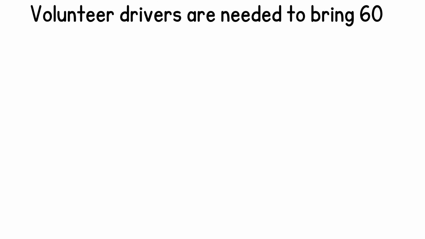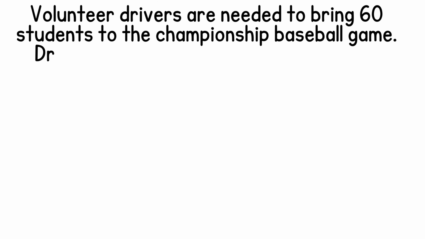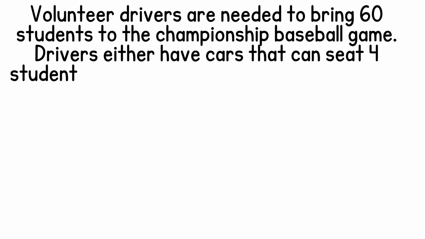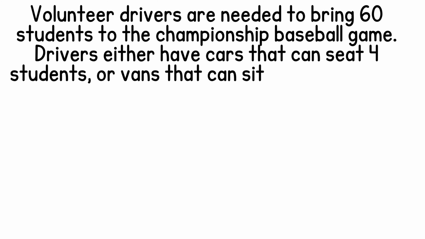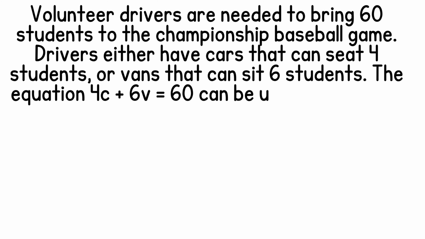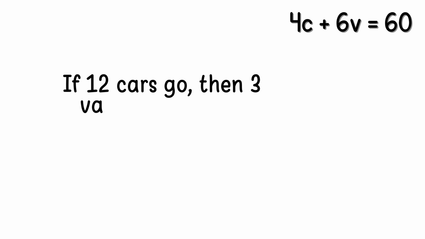Here's one last example. Volunteer drivers are needed to bring 60 students to the championship baseball game. Drivers either have cars that can seat 4 students or vans that can seat 6 students. The equation 4c plus 6v equals 60 can be used to describe this situation. So I'm going to pull up a couple statements and we're going to decide if they're true or false. If 12 cars go, then 3 vans are needed.